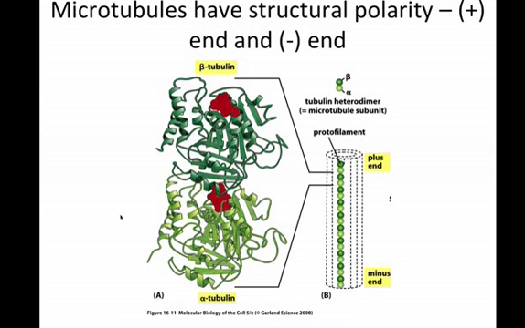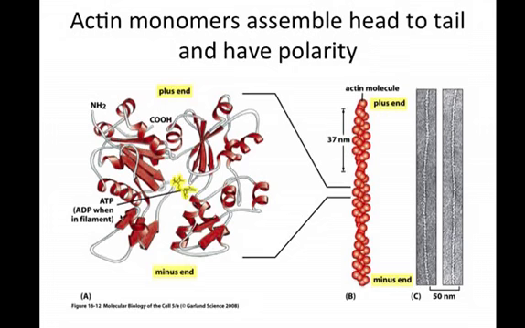So they have structural polarity. They've got a plus end and a minus end. And so does actin. Actin monomers are monomers compared to tubulin dimers, and they assemble head to tail, and they also have polarity, a plus end and a minus end. When you're thinking about plus ends and minus ends, just think of the plus end as where things are most likely to add, and the minus end is where things are most likely to leave. Okay?